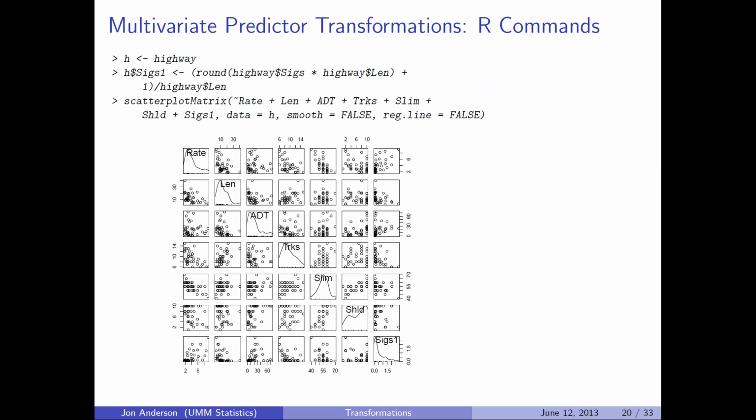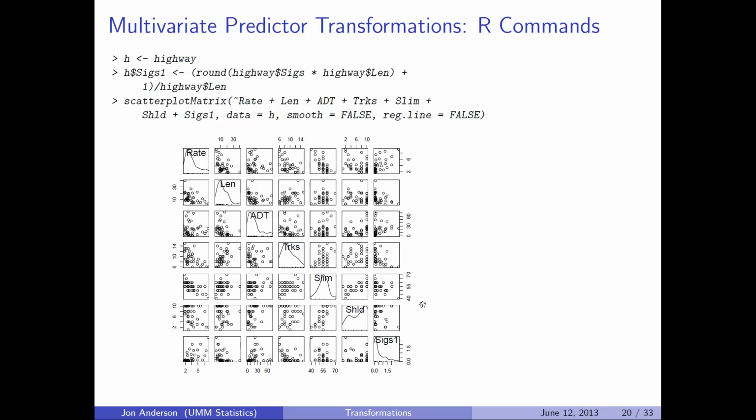I've got some highway data for states in the United States, and we'll create a scatterplot matrix of the tax rate on gasoline, the length of roads in the state. I forget what ADT is. I forget what these other aspects are of these roads. But you can see we have a scatterplot matrix.